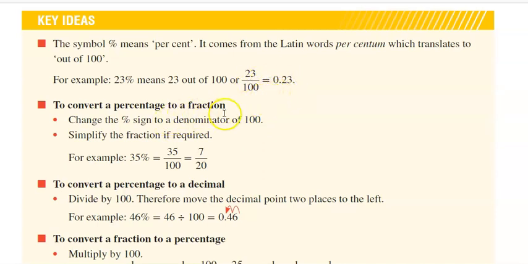To convert a percentage to a fraction, all you need to do is change the percentage sign to a denominator of 100, just like we saw in a previous example. And then, if possible, simplify that fraction. So example, 35% is the same as 35 out of 100, which can be simplified to 7 over 20 because the highest common factor in this case is 5. 5 goes into 35 7 times, and 5 goes into 100 20 times.